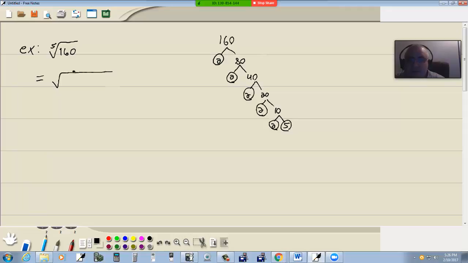So this becomes the fifth root. We got 5 2's and 1 5. Now this number in the slot right here, that's called our index, and that's a 5. That tells us we're looking for a set of 5 of something. Well, if you notice, we got 5 2's. So those 5 2's are going to come out in front as a single 2. And we're left with a single 5 inside. So this would be our answer. You can only bring a number out if you got 5 of them, in this case.